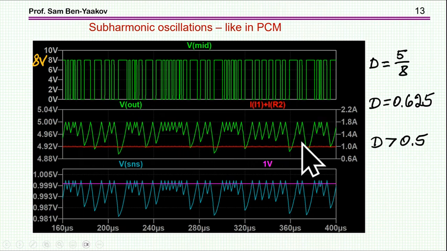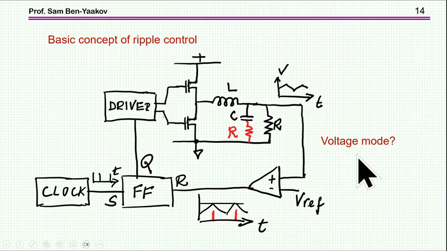So we have the same problem here, although it's not peak current mode, we do have the problem of subharmonic oscillation at high duty cycle range. So here is the explanation of what is really going on.